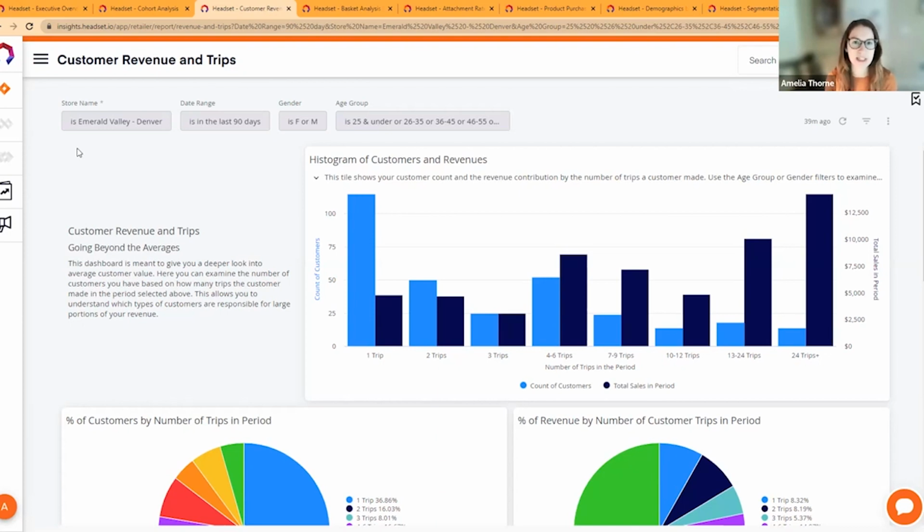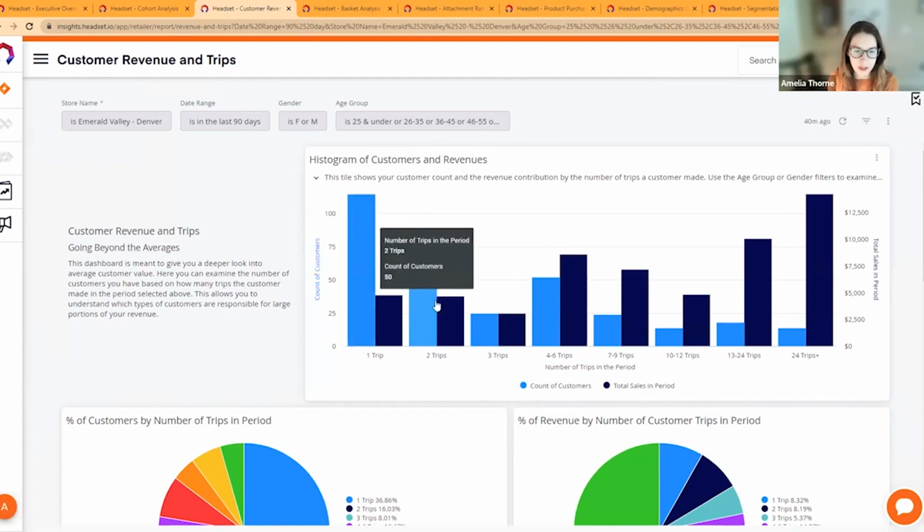Whereas if they just came in once and stocked up on everything they need, they wouldn't be exposed to that impulse purchase behavior. So it's really starting to get into psychology a little bit, which I'm not an expert on, but that's just what I've learned along the way, understanding how your customers shop at your stores. So customer revenue and trips will give you a histogram of your customers shopping, and it's pretty cool. We can see the difference between the number of customers coming into your store as well as what that means in terms of total sales.